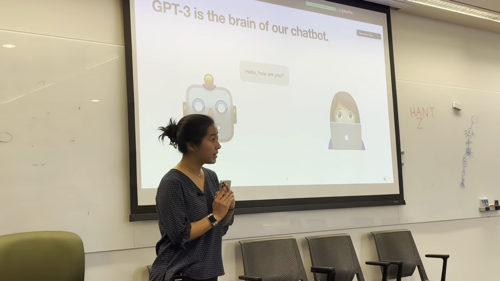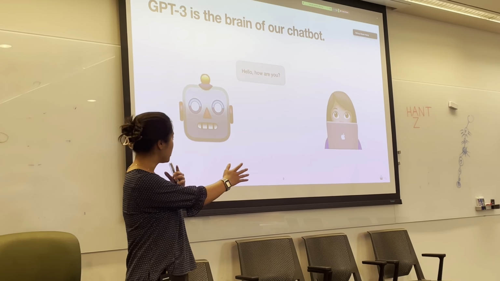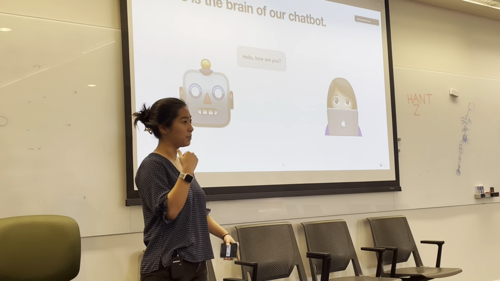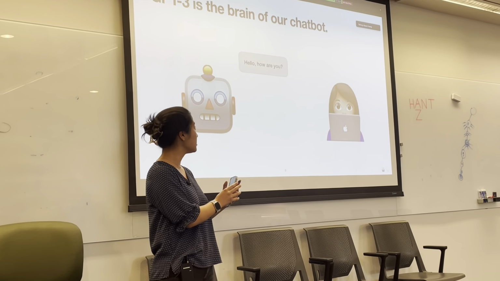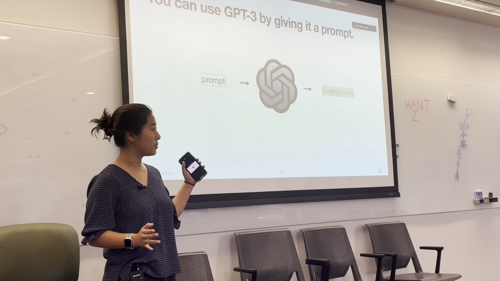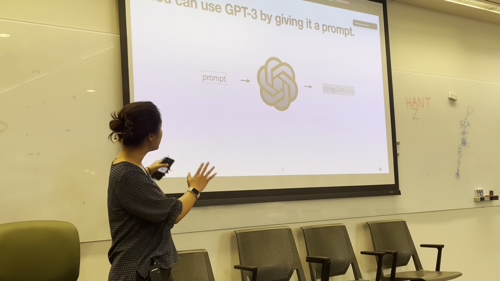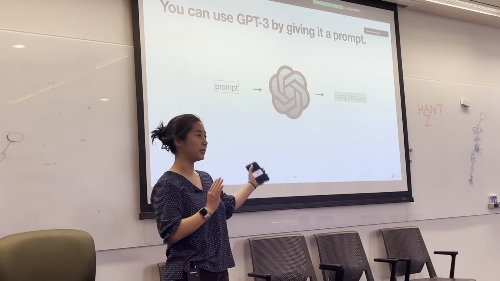So as I said, GPT-3 is the brain of our chatbot. When we're talking with our chatbot, it's GPT-3 on the back end. We're sending prompts, and GPT-3 is sending us a completion. So the way this works is that on the back end, we are actually querying this model called GPT-3. It comes from OpenAI, and you give it a prompt as an input, and GPT-3 gives you a completion as an output.